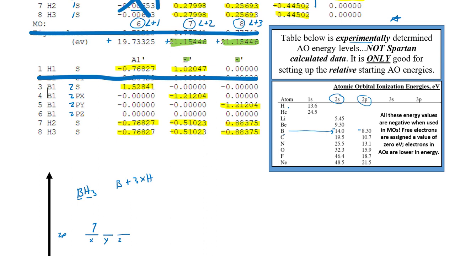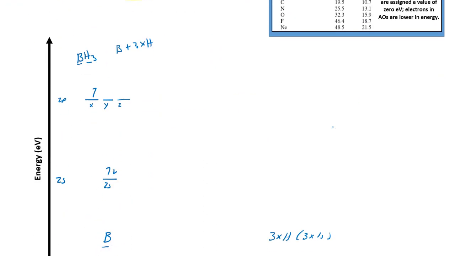But if we want hydrogen, where does that fit? Well, hydrogen is negative 13.6, which means it's almost exactly the same energy as the boron 2s. So when we set up our diagram, where do we draw it? We don't draw it way up here. If this one is negative 14-ish, and so is my hydrogens, I better put them right about the same energy, because that can really help me. So I'm going to put 3 times 1s, and I'm going to put 1 in each, right?